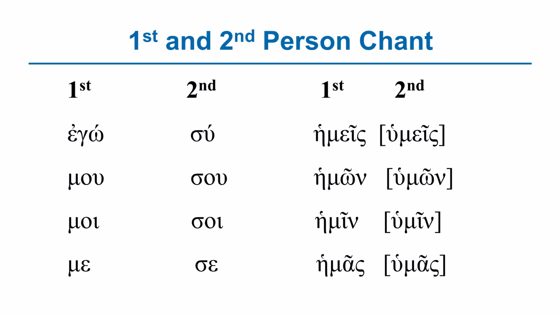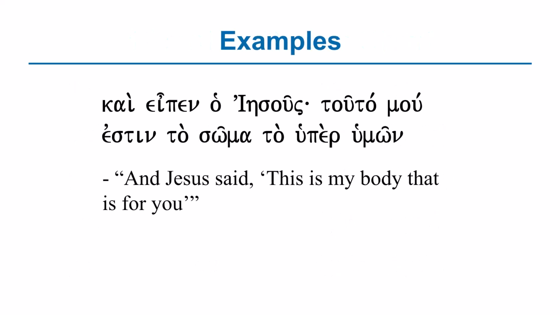So far, I've looked at the first personal pronoun paradigm and the second personal pronoun paradigm. Let's look at an example of a sentence and how to identify the pronouns. You have this sentence here, Kai epen ho Jesus, and you have that period above the line, and we said, in terms of punctuation, when you see that period above the line, it represents a semicolon in Greek. So that period above the line shows a semicolon in the Greek. So you have Kai epen ho Jesus, tauto mu estin, to soma, to hupa humon.